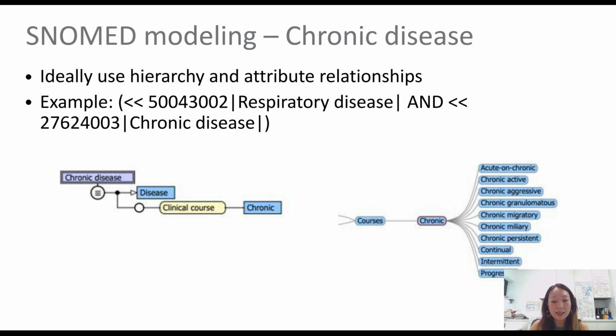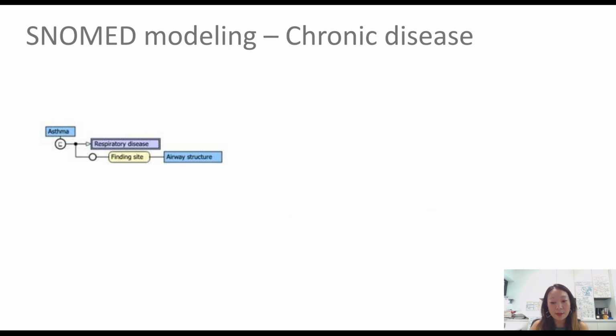You can see here chronic disease is defined as a disease with the clinical course of chronic, and you can see that chronic also has a number of different subtypes associated with it.